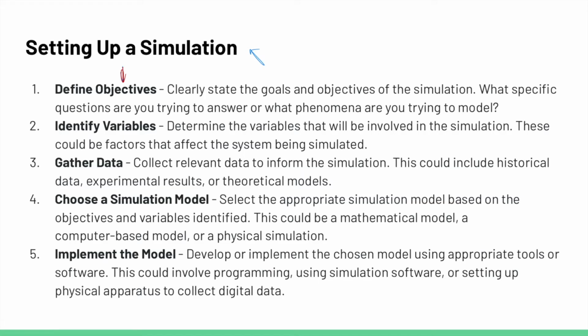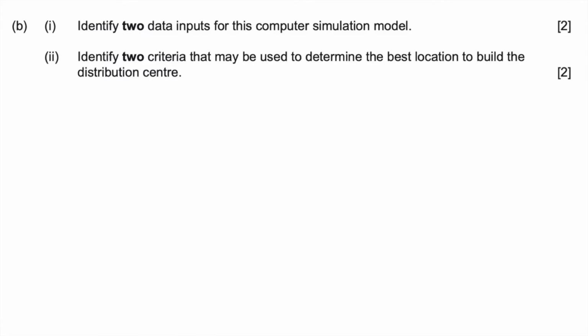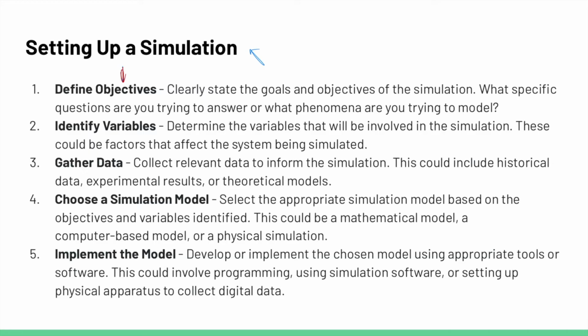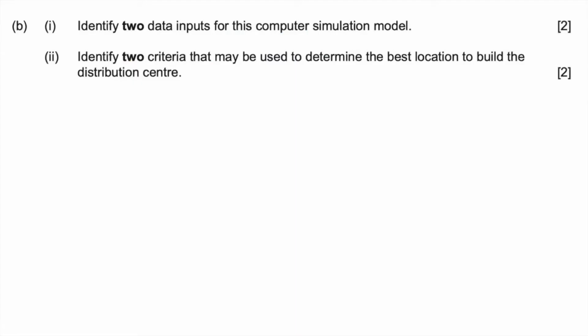And now, identify 2 data inputs for this computer simulation model. That's going to align with our next step, which is identifying variables. So 2 inputs for this computer simulation model. If our objective is really to figure out the best location for a distribution center, I think there's a number of inputs. One would probably be the locations of supermarkets or the number of supermarkets around.